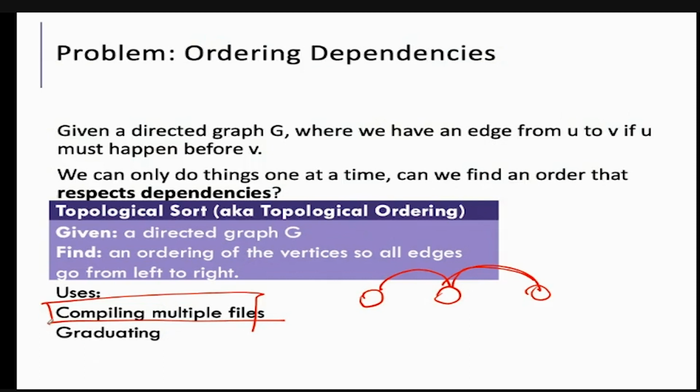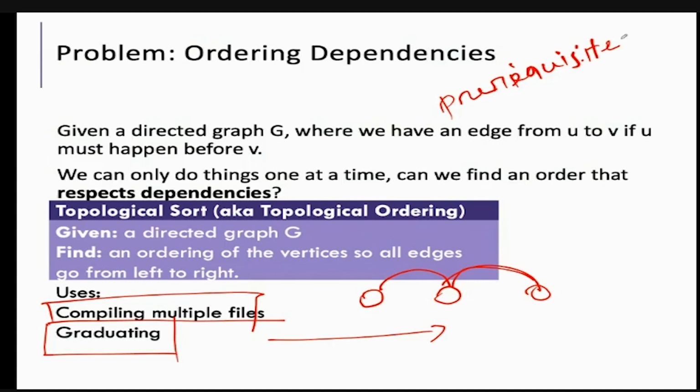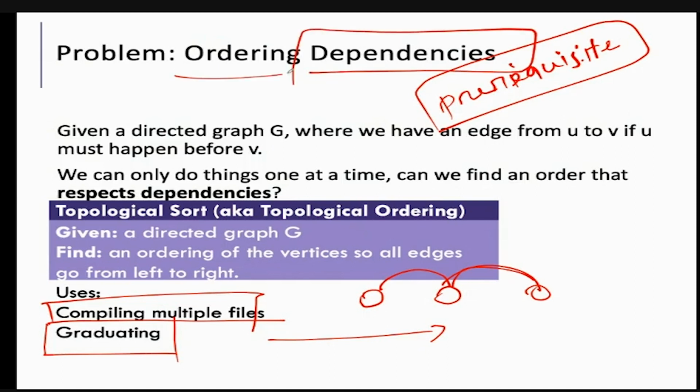Even the example I have just used, for example, do topological sort for graduating. Why? Because you take some course first and some course next. You have to find an appropriate order for taking courses so that the prerequisite requirements are met, so prerequisite courses are taken before you can take the actual courses. This kind of dependent ordering based on the dependencies is done by topological sorting.